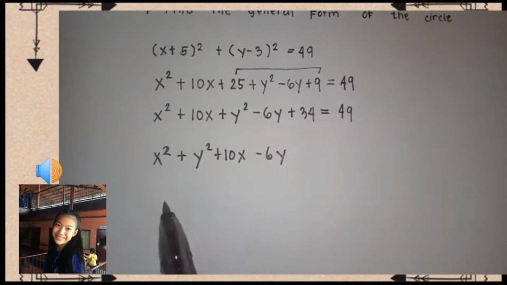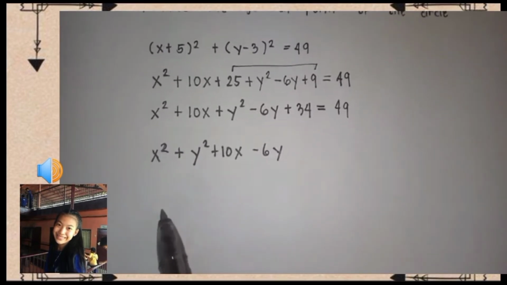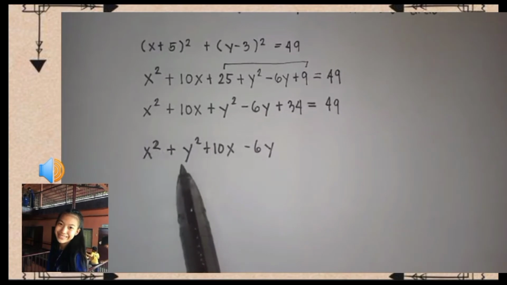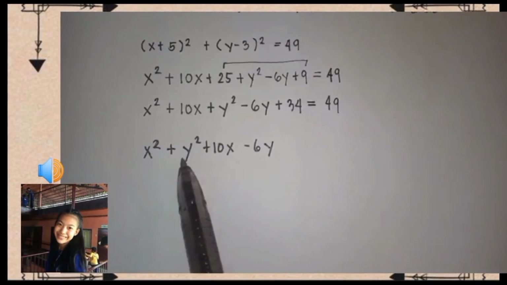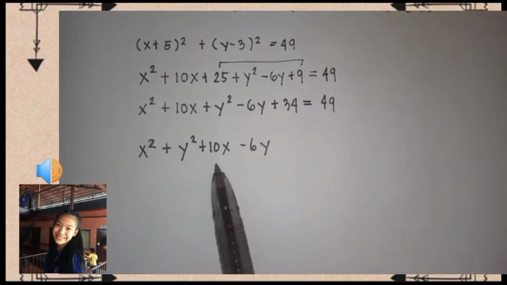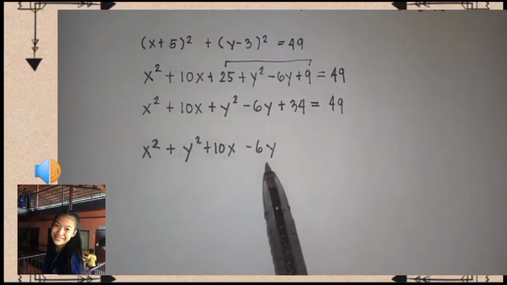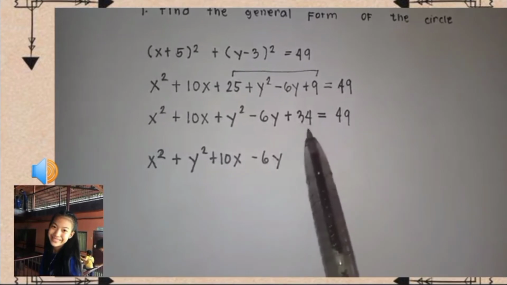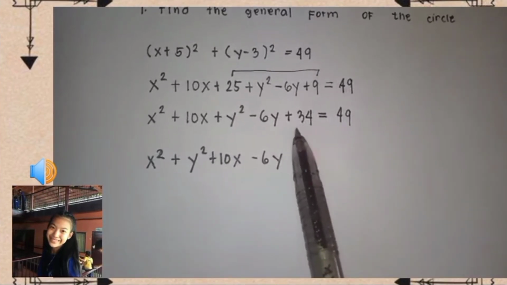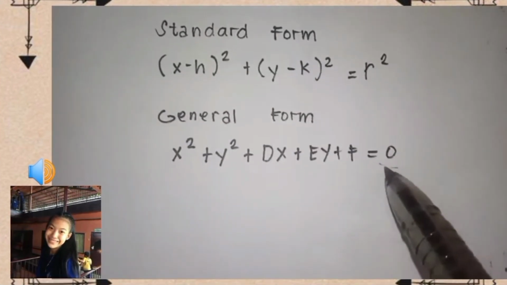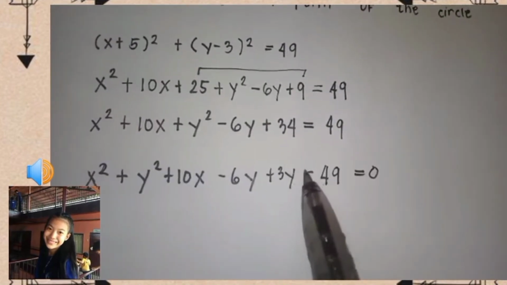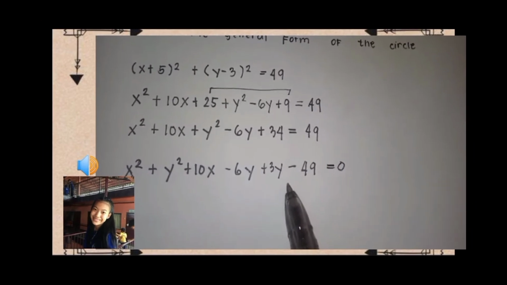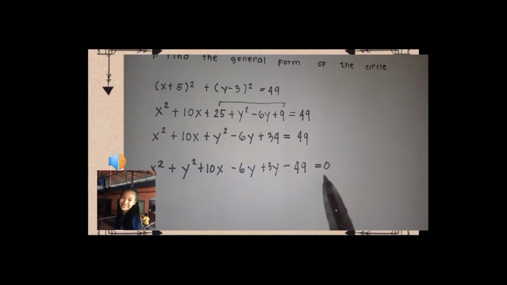And now let us arrange our equation. So x squared and positive y squared for our 10. So 10x minus 6y plus 34. But in our general form, that is equated to 0. So we need to subtract. And this is equal to 0.